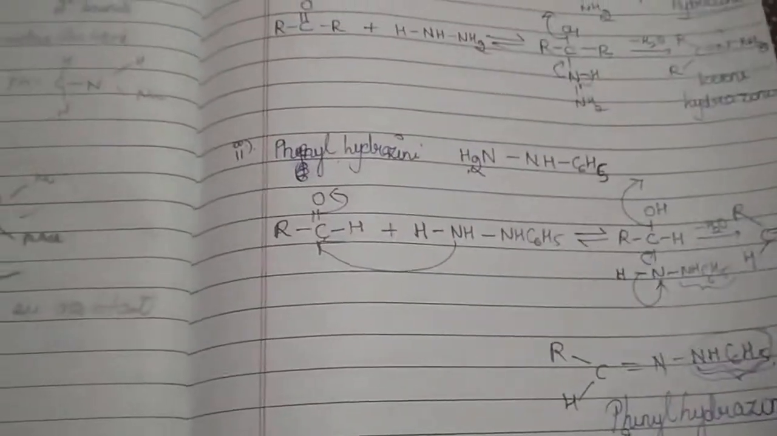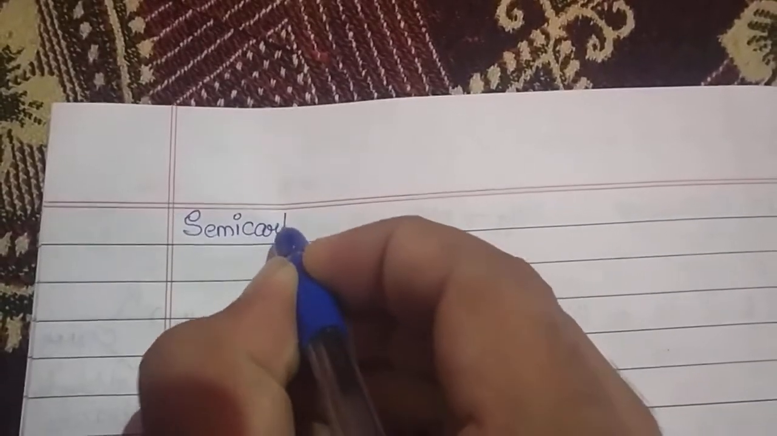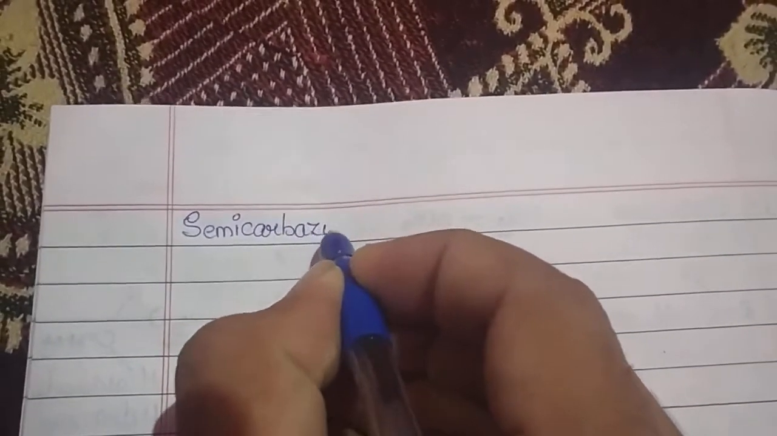So next let us go with another important derivative. The next important derivative we are going to see, first of all, you remember its name. It is called semicarbazide. Remember, from hydrazines itself we are going to derive this. Just as with phenyl hydrazine, I will tell you how to write this semicarbazide by using your hydrazine structure itself.